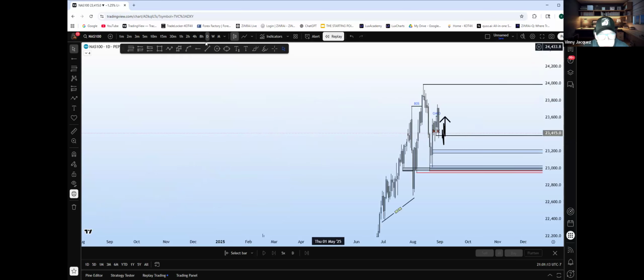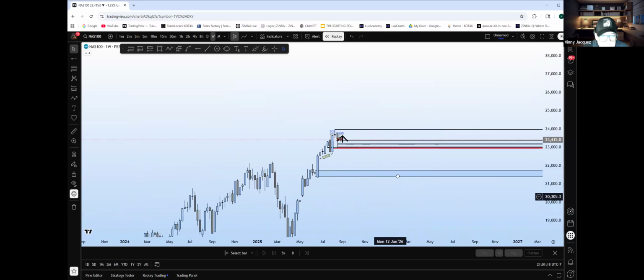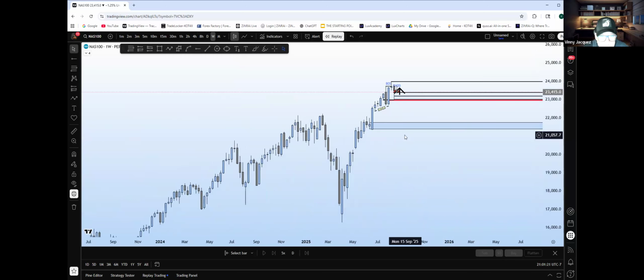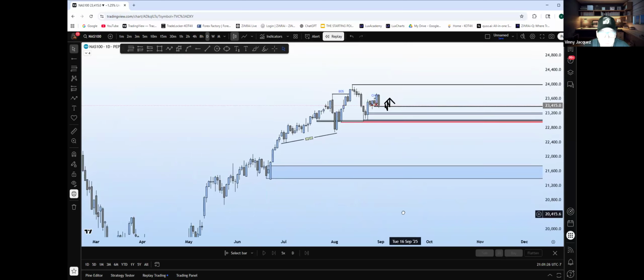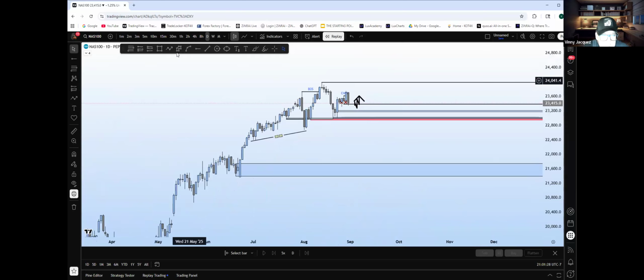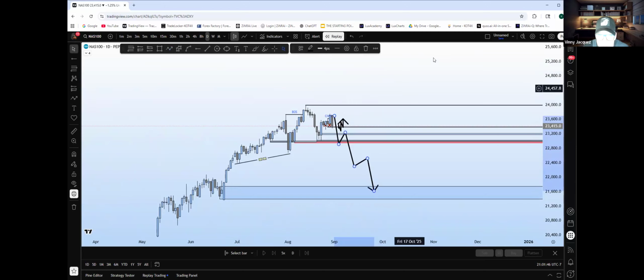Let's go to the daily though. Let's look at this from a higher time frame perspective. I am liking an idea of a pullback though, right? Because we have a lot of liquidity, right? A lot of liquidity. We could have possibly a bearish week, 2 bearish weeks. We could have a bearish month, 2 bearish months, right? And then we can continue up for the rest of the year or whatever the case may be, right?